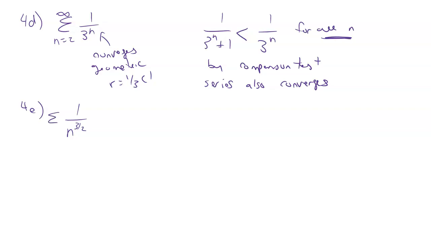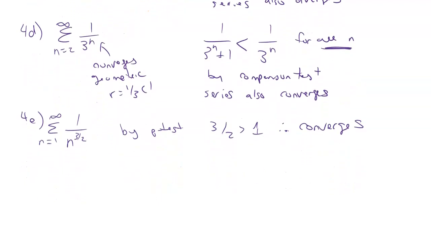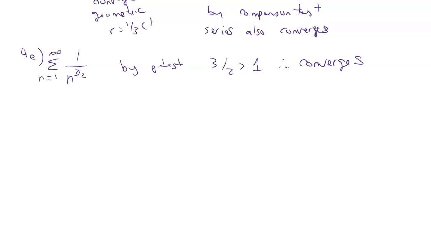I just rewrote E to make it as clear as day. Right? By the p-test, 3/2 is greater than 1, and therefore this puppy converges. Wow, we've had a lot of converges, didn't we? Oh no, C diverged, converge, converge. All right, well, let's see what 4F is going to do. Oh, this one looks fun.